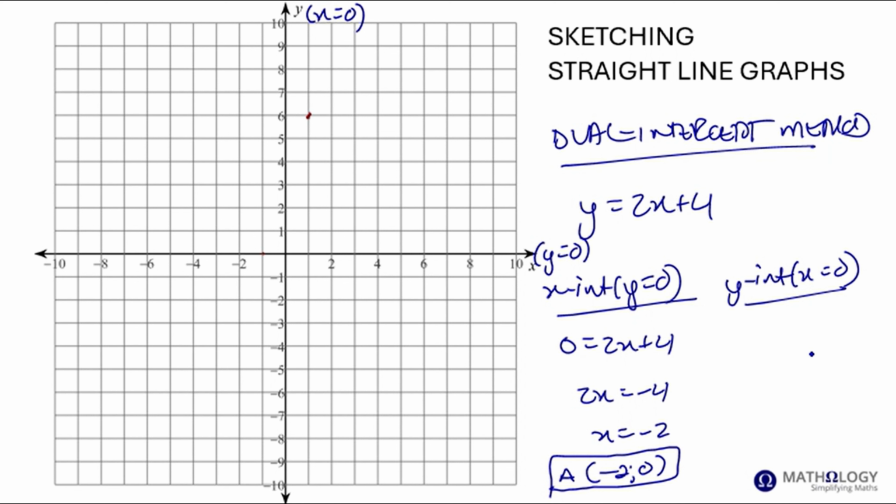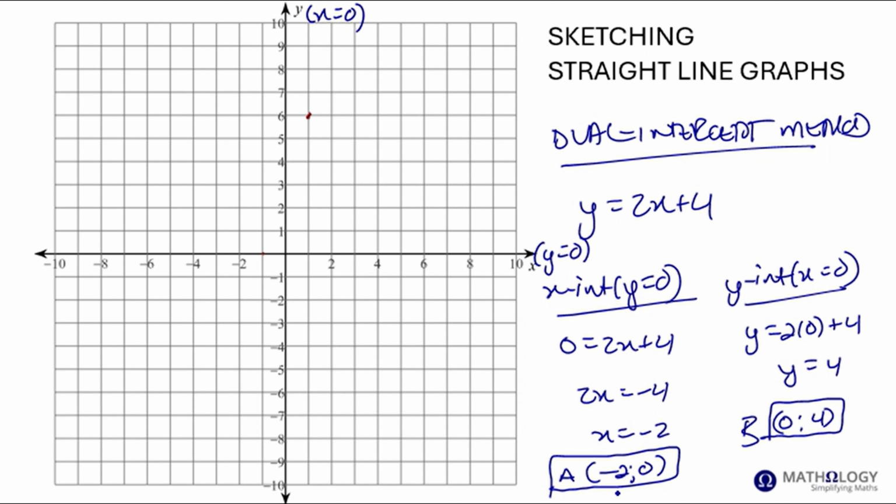And for the y-intercept, we put x equal to 0. So y equals 2 times 0 plus 4. Y equals 4. And a point is always written as the x-coordinate first, then the y-coordinate. The x-coordinate here was 0. So 0 is first, and then whatever the y value is listed after that. We call this point B.